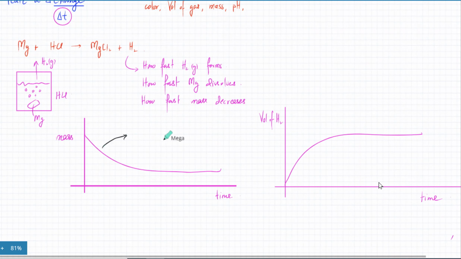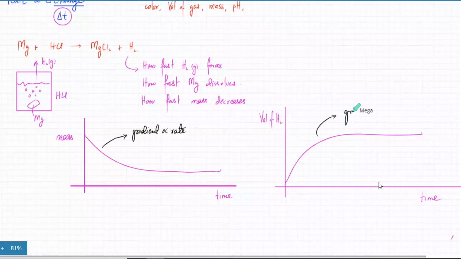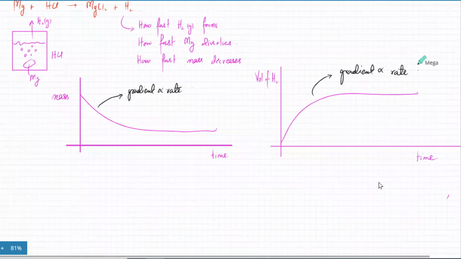So the gradient of this graph is basically your rate. What does the gradient tell you? It tells you how fast the mass is changing with respect to time. Similarly over here, the gradient gives you an idea of rate. Now, the steeper the graph, the faster the reaction. So higher gradient, larger gradient, more steep.